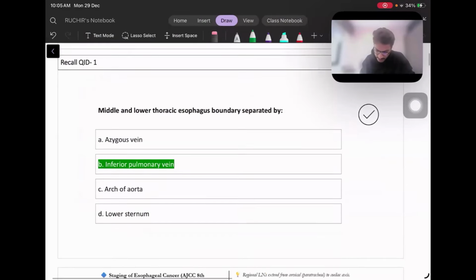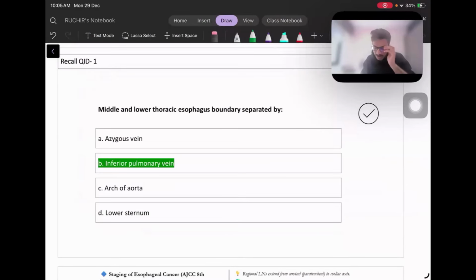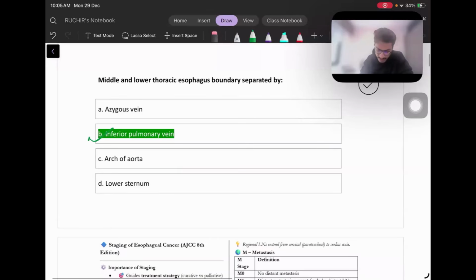So the first question I have here is: the middle and the lower thoracic esophagus is separated by... I think the options and the question stem are okay in this, and there are no issues. But for each question, please let me know if the question stem and options are okay, so that it's better for us to get a proper recall. So the middle and lower thoracic esophagus boundary is separated by the inferior pulmonary vein.